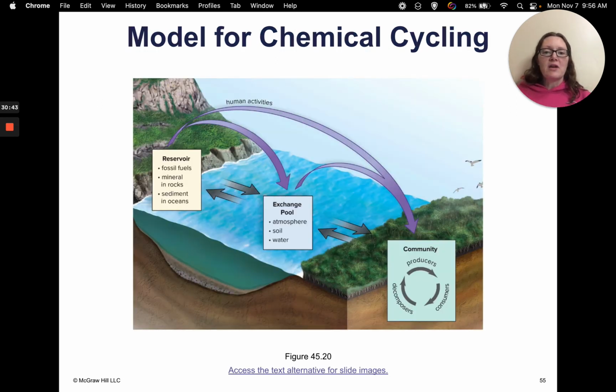So model for chemical cycling. So again, the ocean could be a reservoir, or it could also be like a big lake or something, and it could also be an exchange pool for the atmosphere, soil, and water. So there's a lot going on when we're talking about chemical cycling.